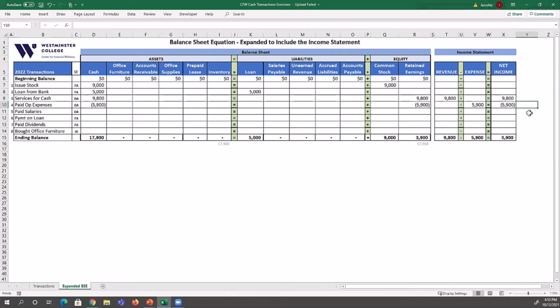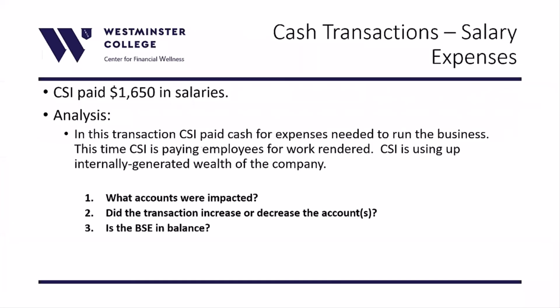And finally, our last question to ourselves, is the impact and the amount on net income the same as it is for retained earnings? And it is. So we've analyzed this one correctly. Oh, we didn't ask if this balance sheet balanced, and it does. 5,900 in assets went down, 5,900 in equity went down. Okay, onward.